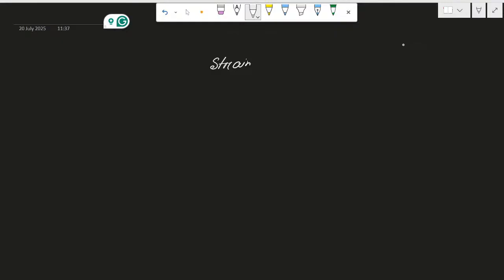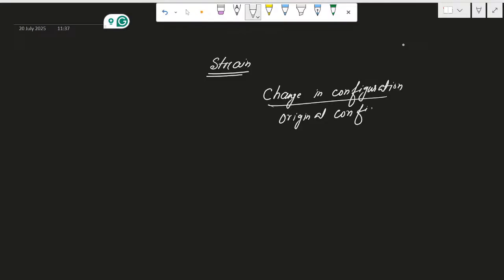Okay, strain. Strain is nothing but the change in dimension relative to the original dimension. Change in configuration relative to the original configuration. It is a ratio: change in configuration to the original configuration.